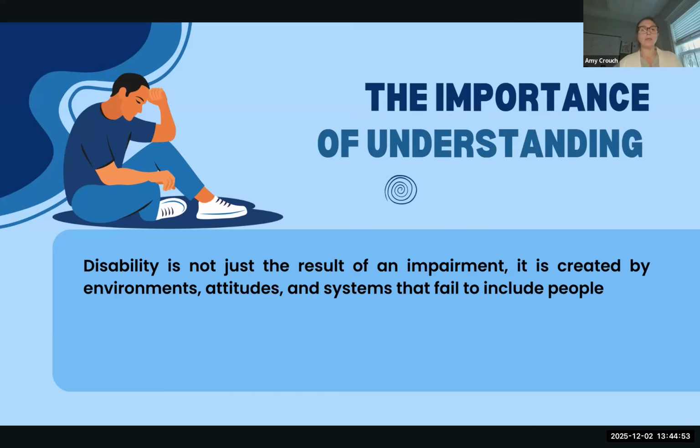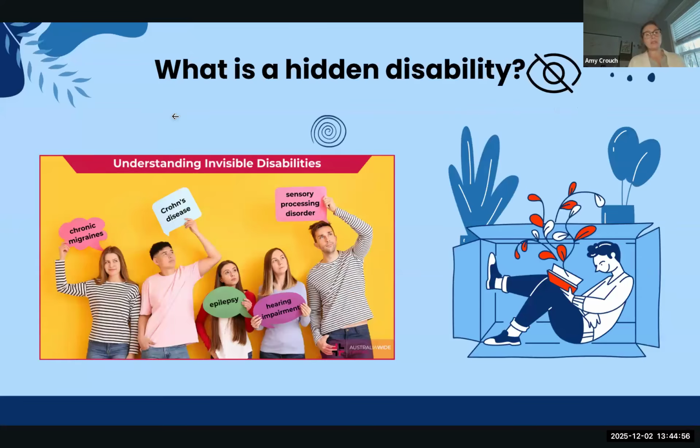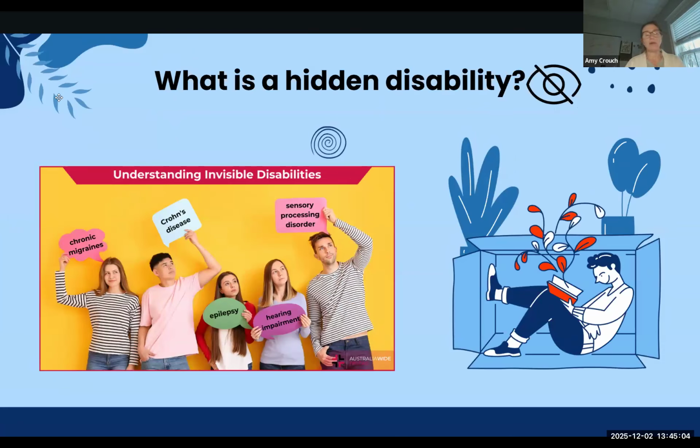So here we go. Maybe one of the first things to talk about is what a hidden disability is. We often don't see it. It can affect learning, communication, and participation. I thought this image was great because if you glance at these students lined up against the wall, you wouldn't know anything was wrong until they expressed their disabilities. Maybe they didn't. Here are some examples: migraines, Crohn's disease, epilepsy, a hearing impairment, or, the one I'm focusing on, sensory disorders.